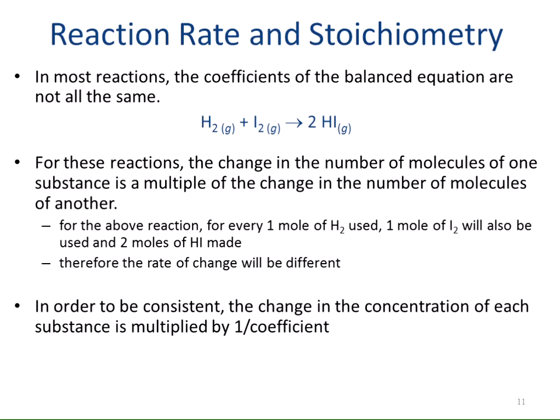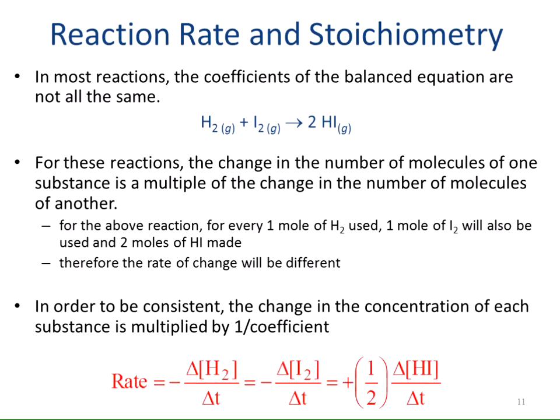Now, in order to be consistent, the change of the concentration of each substance is multiplied by 1 over that coefficient. So for HI, we would multiply that rate that we're determining by 1 over 2. So we take into account the difference in the stoichiometric amounts.